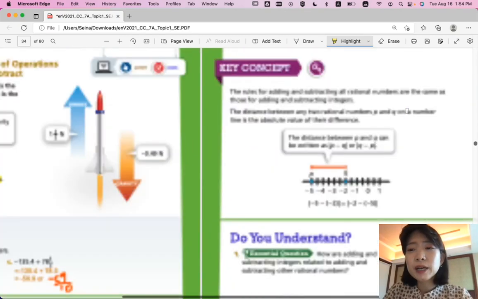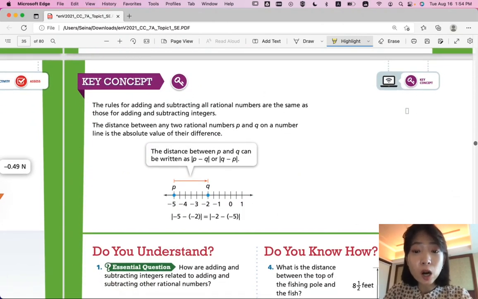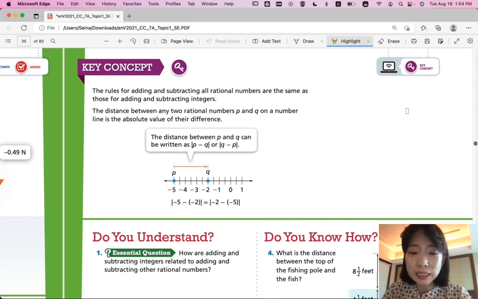Okay, let's summarize our lesson. So the rules for adding and subtracting all rational numbers are the same as those for adding and subtracting integers. So if you're not sure about the rules for adding and subtracting rational numbers and integers, please go back to the previous 2 lessons and review. The distance between any 2 rational numbers p and q on a number line is the absolute value of their difference. You can look at the example over here. P and Q, the distance between these 2 is the difference of these 2 numbers.